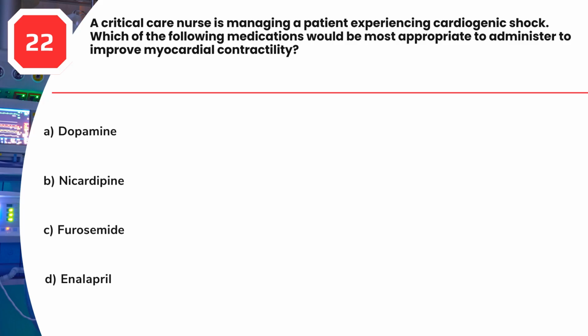Question 22. A critical care nurse is managing a patient experiencing cardiogenic shock. Which of the following medications would be most appropriate to administer to improve myocardial contractility? A. Dopamine. B. Nicardipine. C. Furosemide. D. Enalapril.